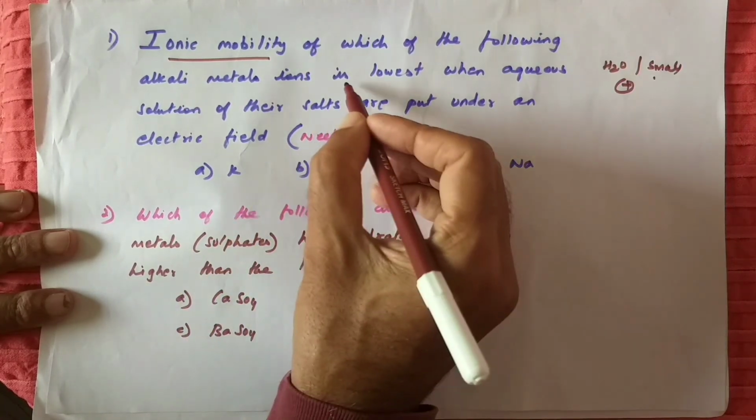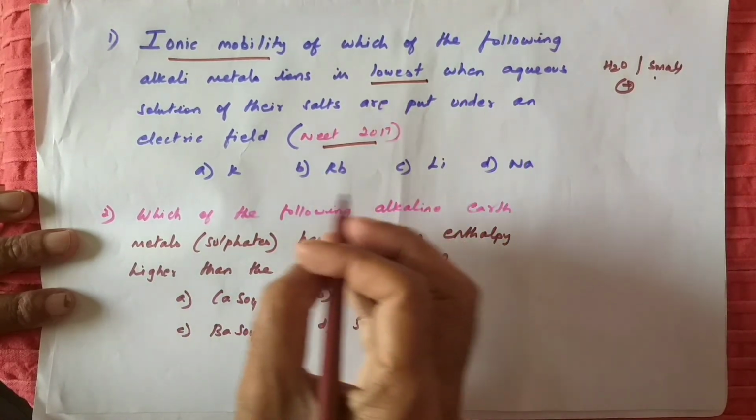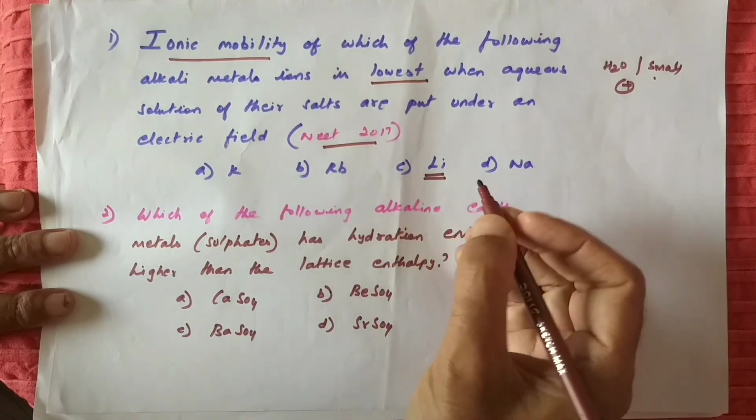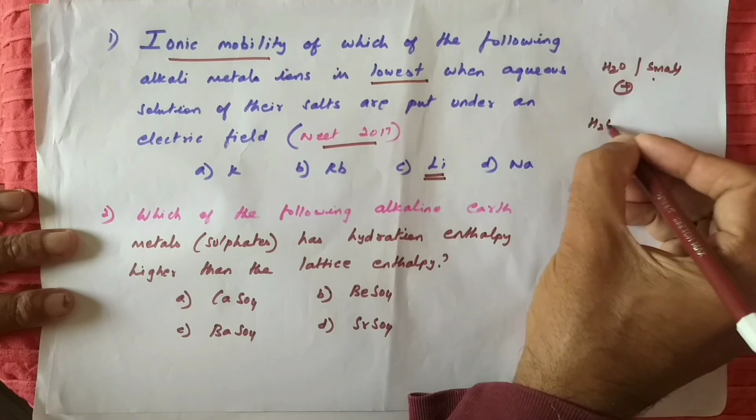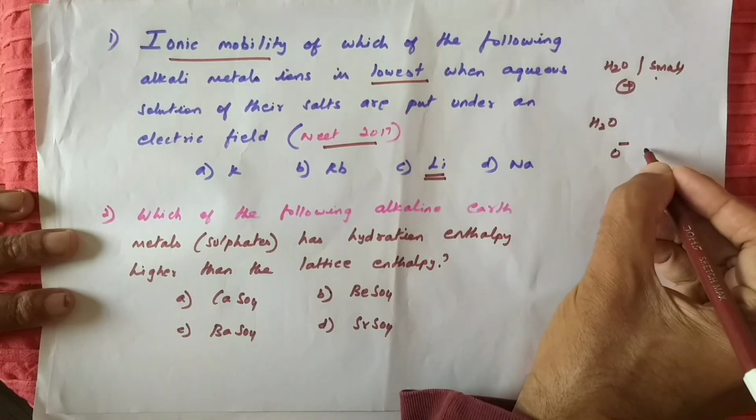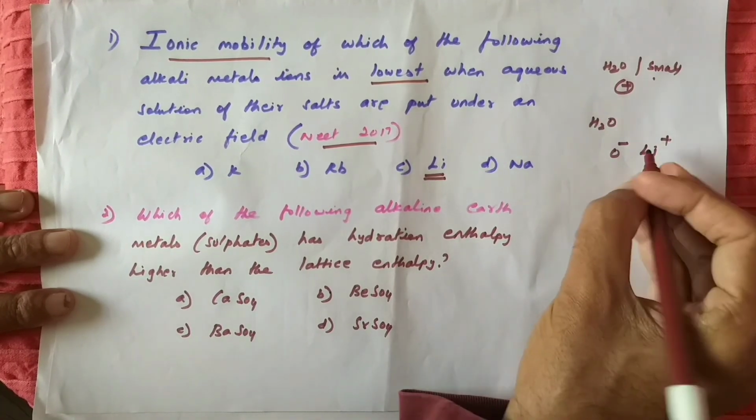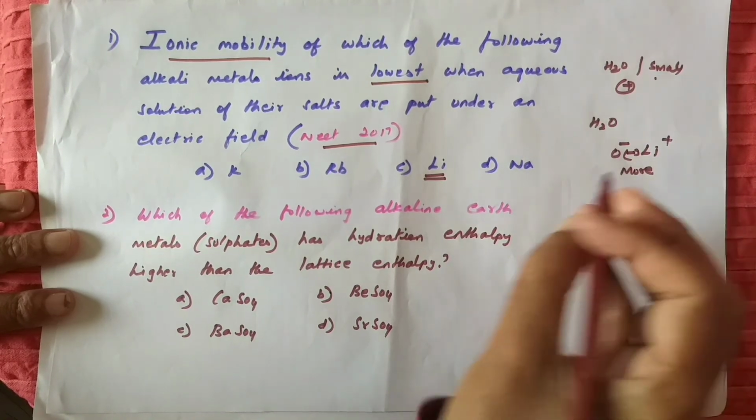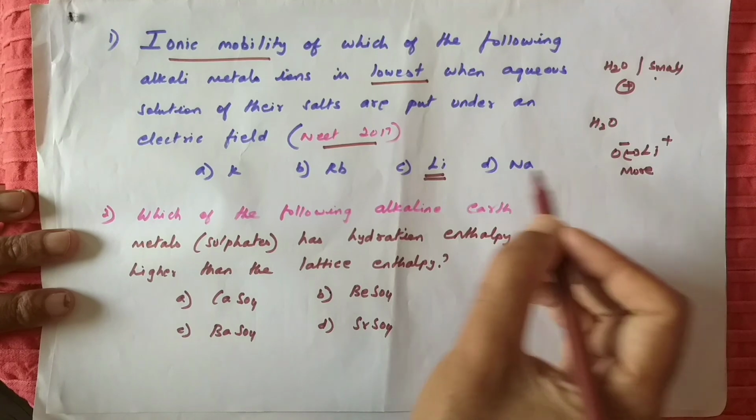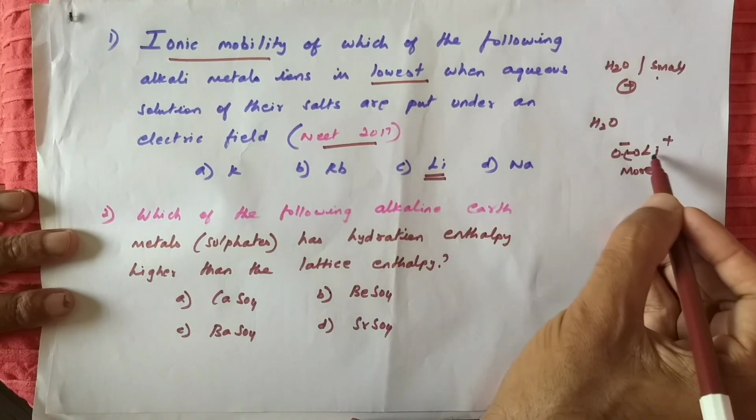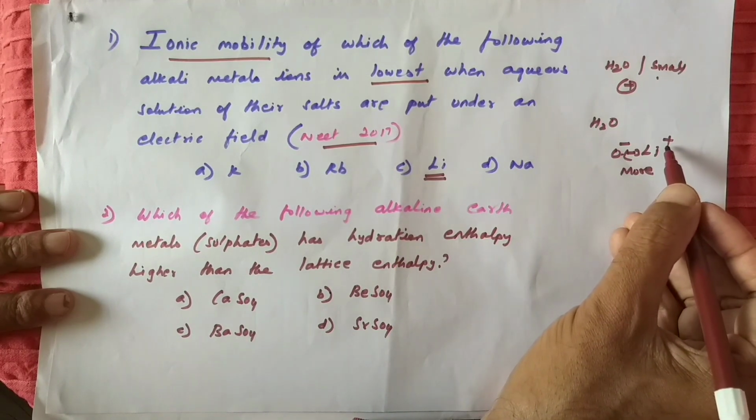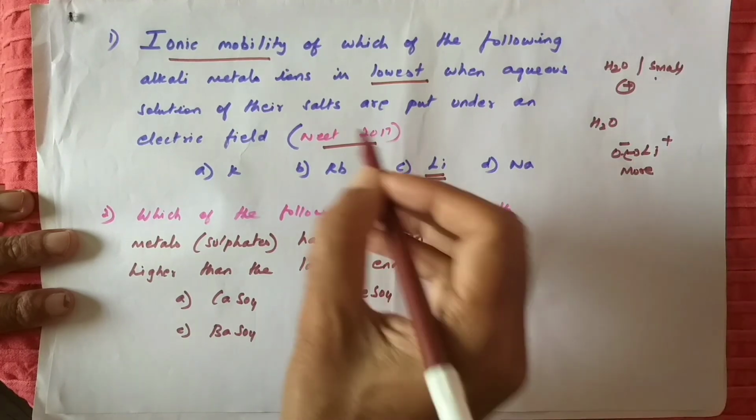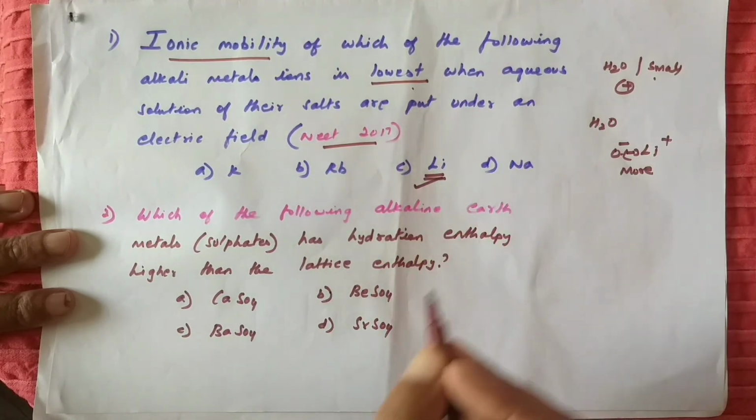They are asking which is the lowest. In this case, which is the smallest atom? Lithium will be the smallest. The oxygen of H2O has a negative part and lithium has the positive part. The force of attraction will be more in this case, because the remaining three are bigger in size when compared to lithium. When the force of attraction is more, lithium is strongly held by the oxygen, so it cannot move freely. So the ionic mobility will be lowest for lithium in this case.